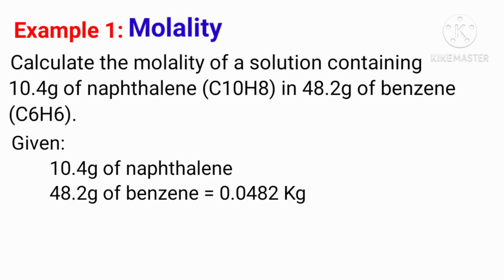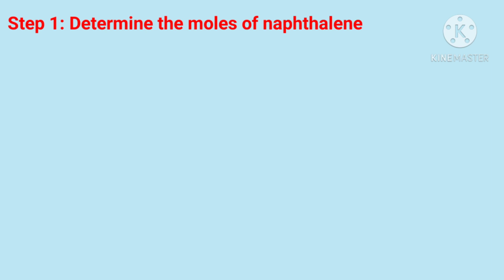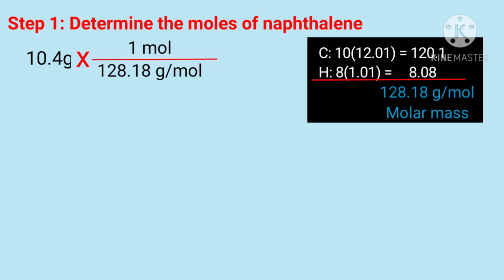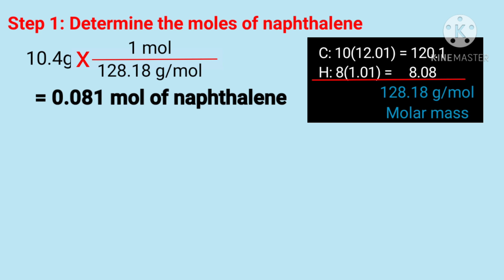Example number 1: calculate the molality of a solution containing 10.4 gram of naphthalene in 48.2 gram of benzene. Our solute here is the naphthalene and our solvent is the benzene. To calculate the molality, I have 3 steps. Step 1, determine the moles of naphthalene. 10.4 gram of naphthalene times the molar mass of naphthalene, which is 128.18 grams per mole. This will be 0.081 mole of naphthalene.